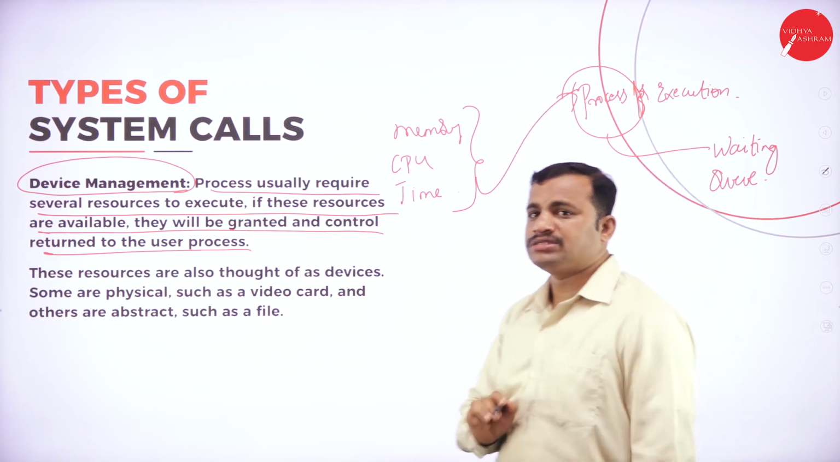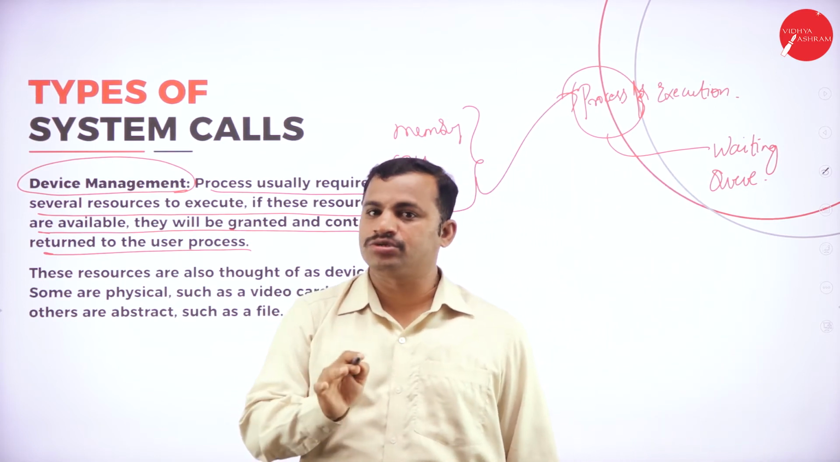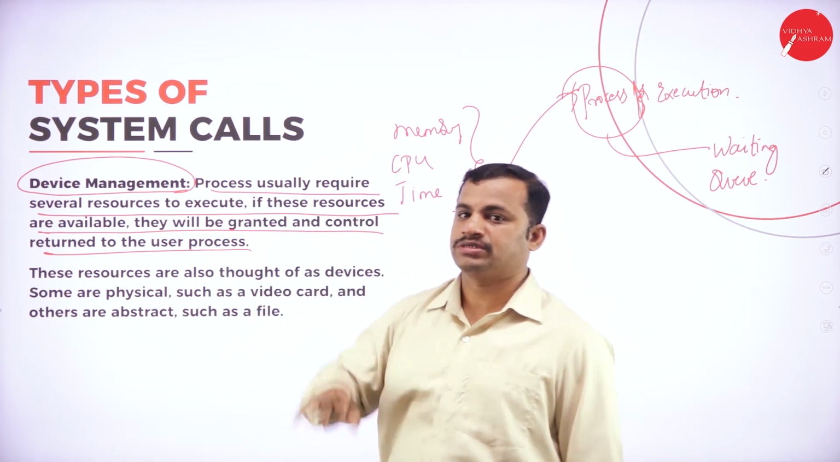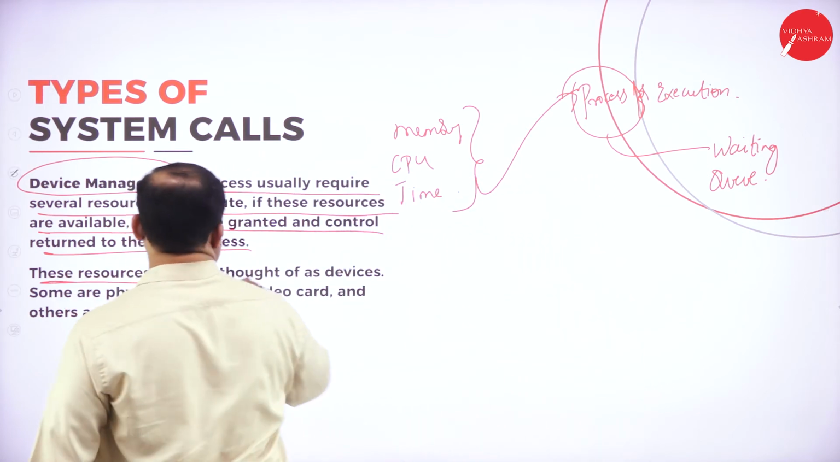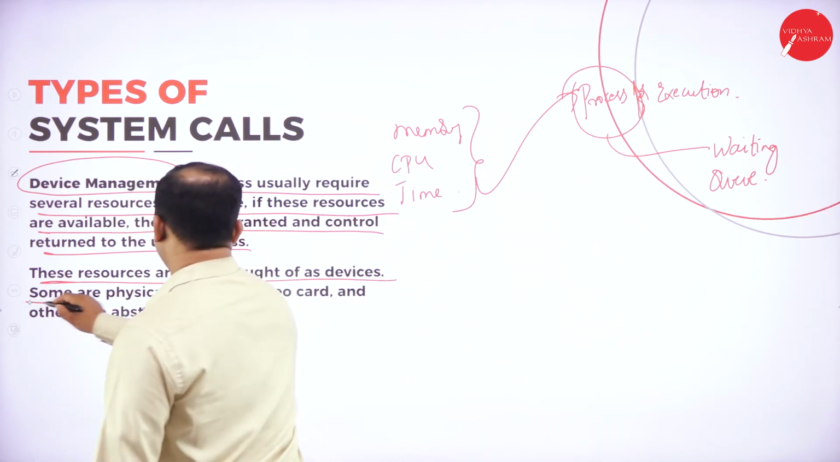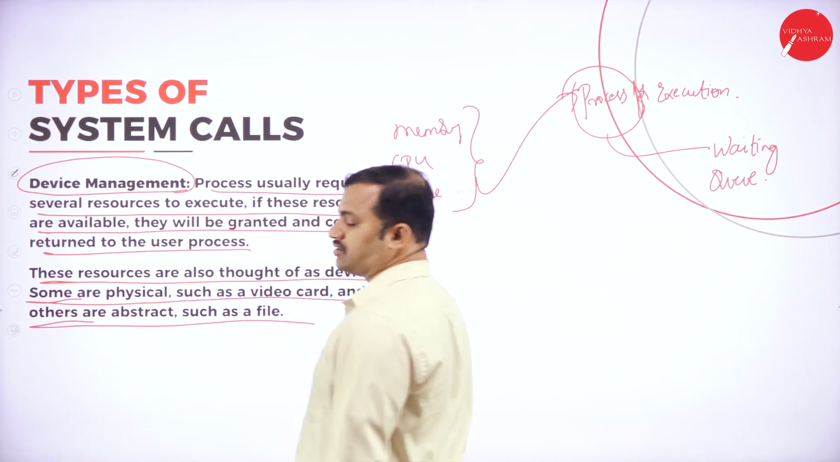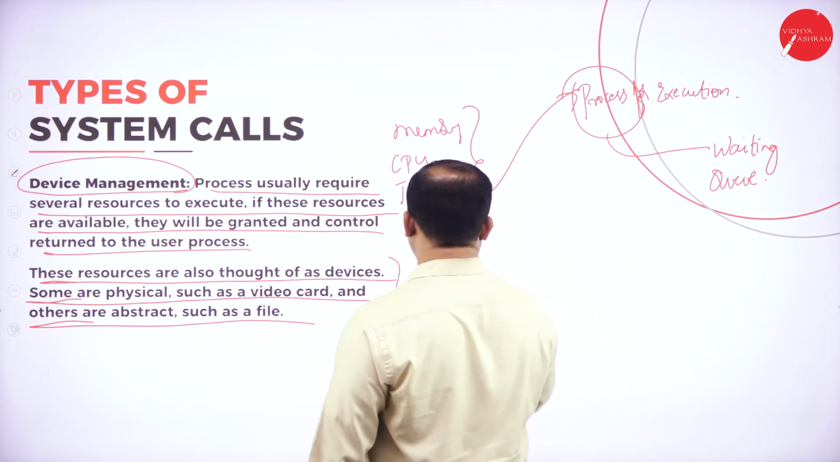What is the job of this waiting queue? All the processes which require resources for execution need to be kept in a waiting queue. These resources are also thought of as devices. Some are physical, such as a video card, and others are abstract, such as a file. That means physical devices like a video card.